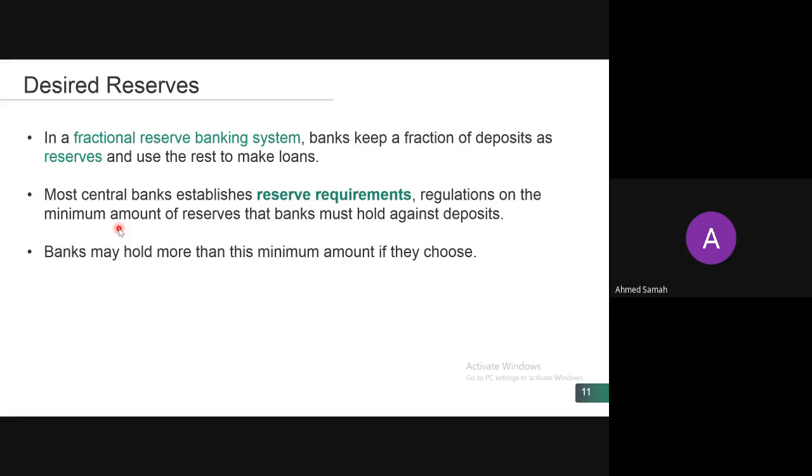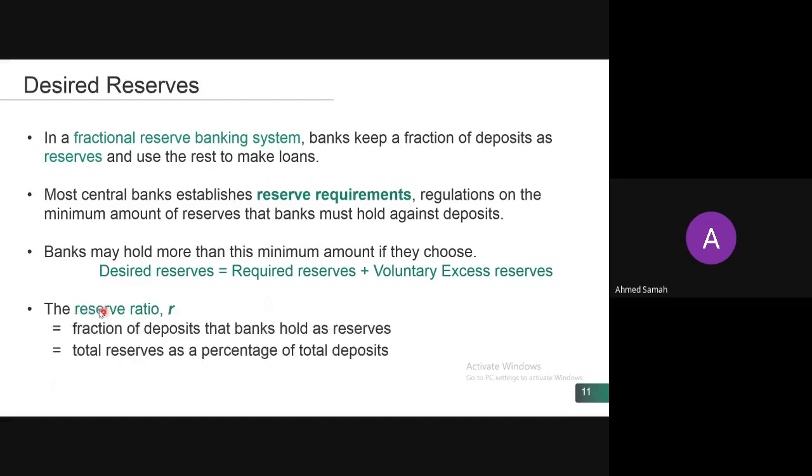But even though there is a minimum reserve, the banks might hold more than this minimum amount. The desired reserves will be the reserve requirement, which is mandatory under regulation, plus any voluntary excess reserves kept by the commercial banks. They might keep voluntary excess reserves, for example, to make settlements between banks. So they might keep a portion as excess reserves without lending, even after meeting the reserve requirements. The total reserve ratio is the fraction of deposits that banks hold as reserves: total desired reserves divided by total deposits.